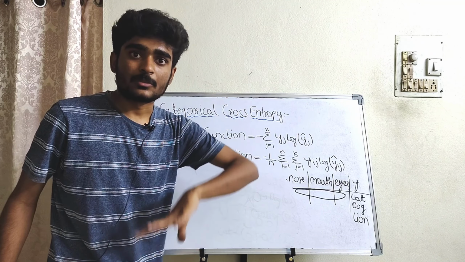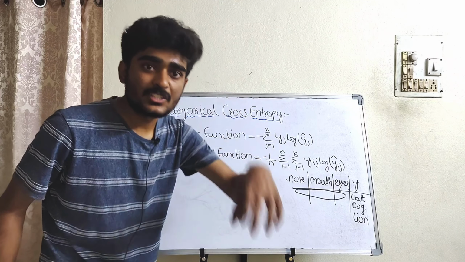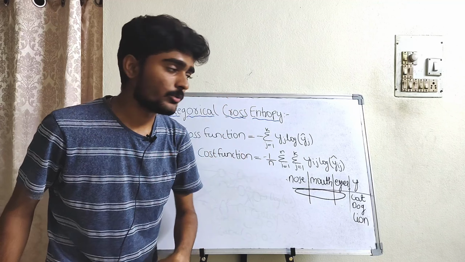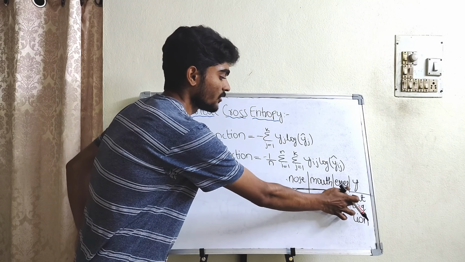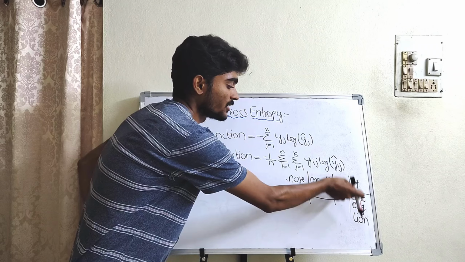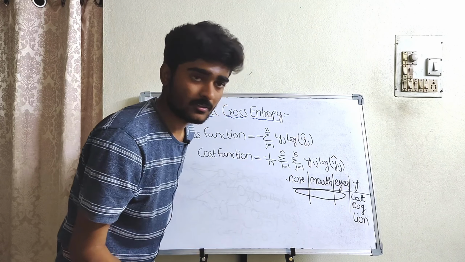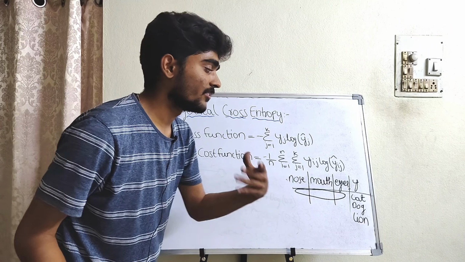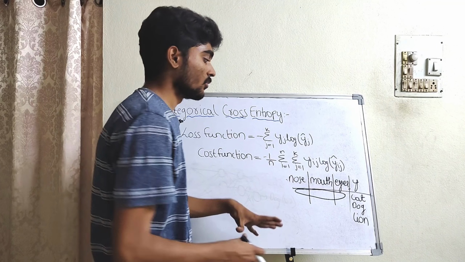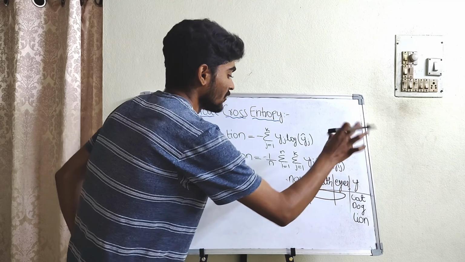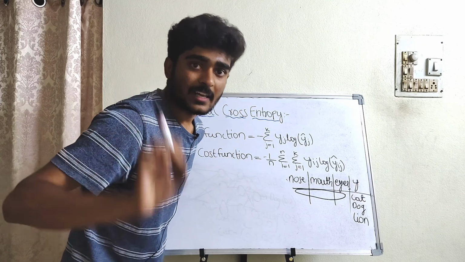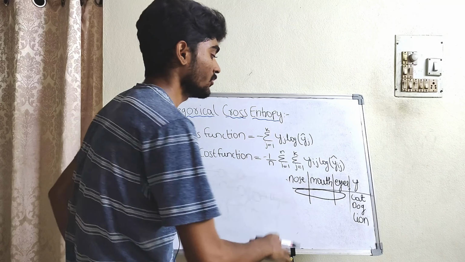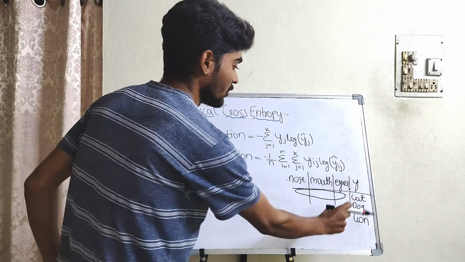If you have no relationship, and each class in your target variable is individual, there is no relationship between cat, dog, and lion. We can't say that cat is high and dog is low, or lion is high and cat is low. When the classes are independent of each other, then we use one hot encoding.